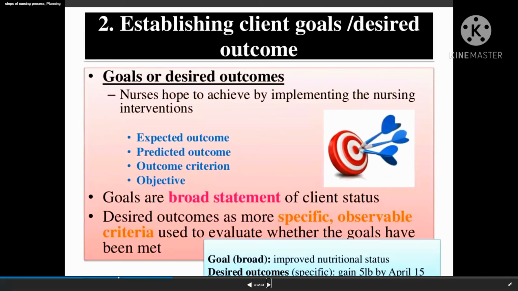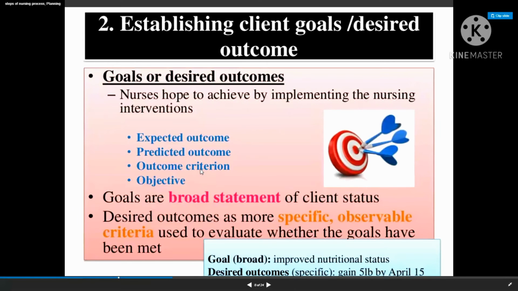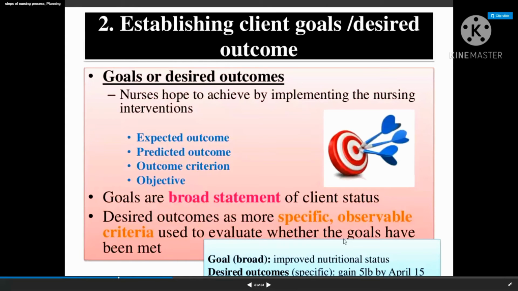Establishing the client goals. Goals or desired outcomes are what the nurse hopes to achieve by implementing the nursing intervention. There will be expected outcome, predicted outcome, criterion, and objective. Goals are broad statements of client status, while desired outcomes are more specific observable criteria.